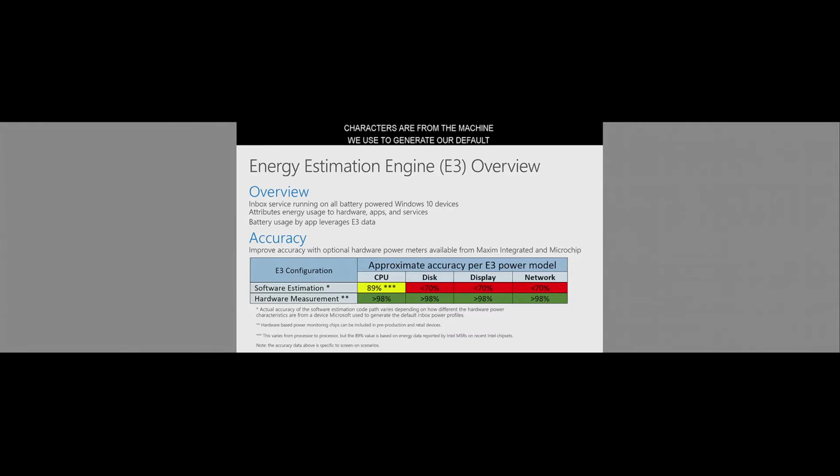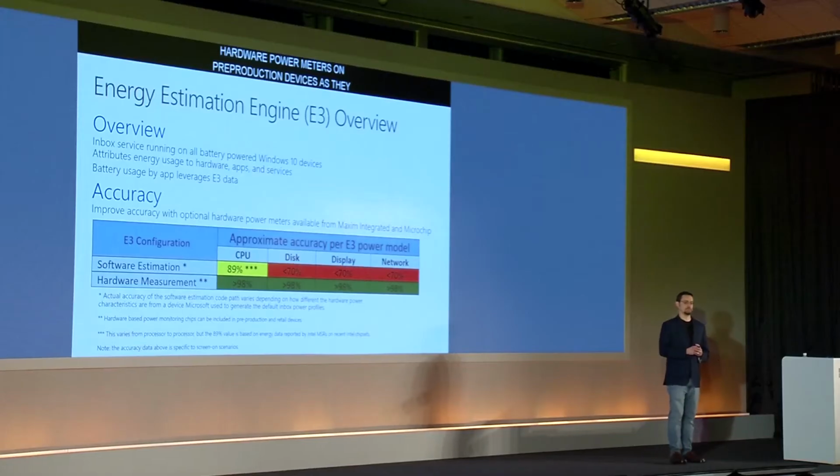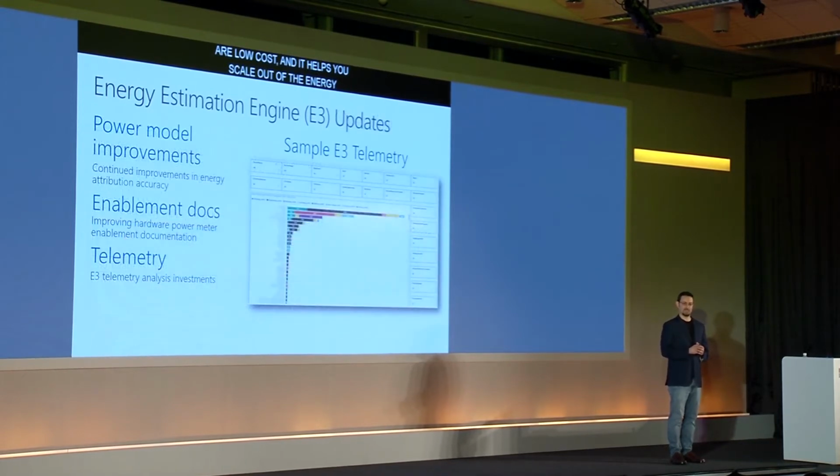As you can see in this table, the accuracy of the hardware-based measurements on all 4 power models is essentially greater than 98%. So with that in mind, Microsoft highly recommends utilizing hardware power meters on pre-production devices as they are low cost and it helps you scale out the energy optimization efforts within your organization. We'll review the other power meter options in more detail in a few minutes.